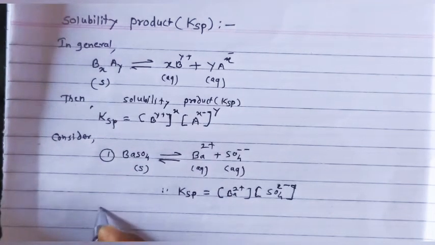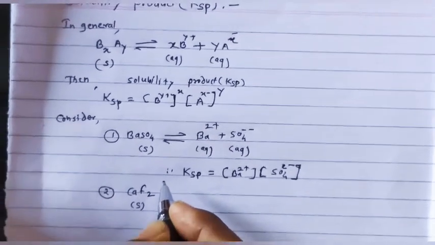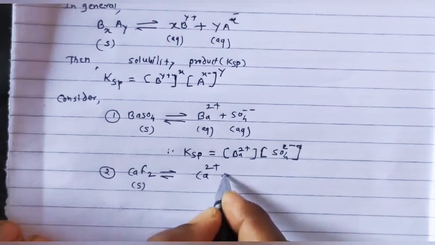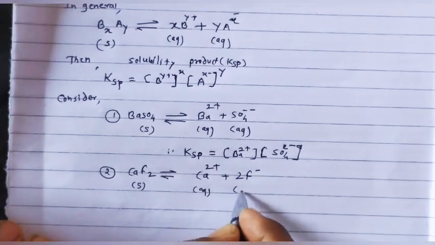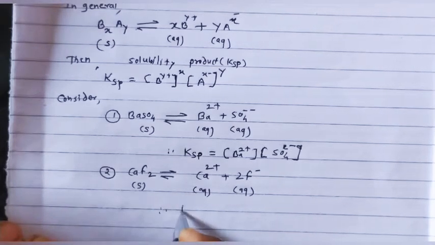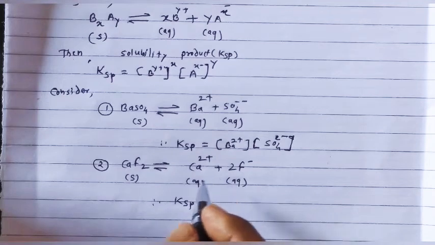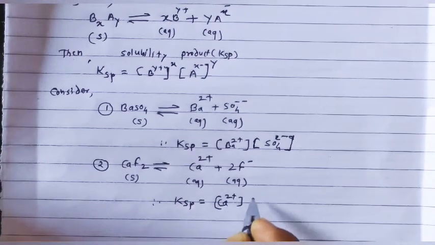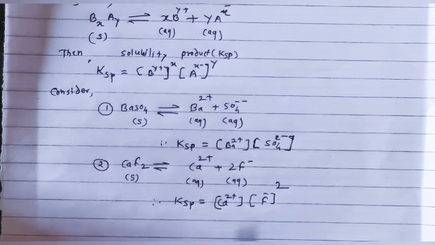Take another example. Number two is CaF2, calcium fluoride, a sparingly soluble salt. Dissolved in water, it ionizes into calcium cations and fluoride anions, 2F^-, in aqueous solution. So the Ksp is calculated in this way: the product of the equilibrium concentrations of the two ions, one cation and one anion. Ca^2+ times F^- squared, because there are two moles of fluoride.